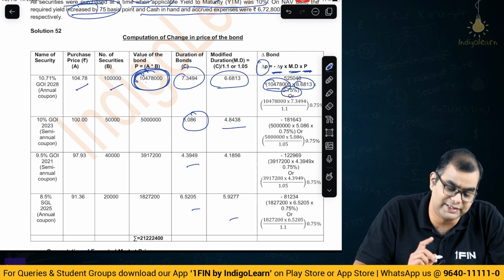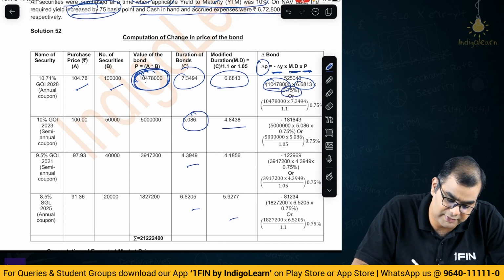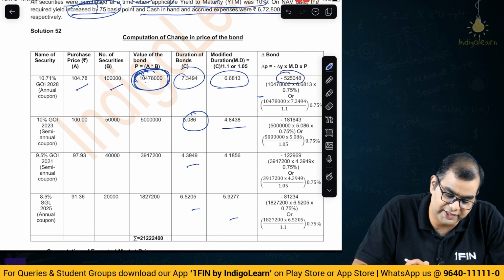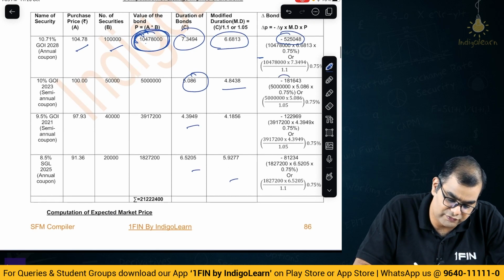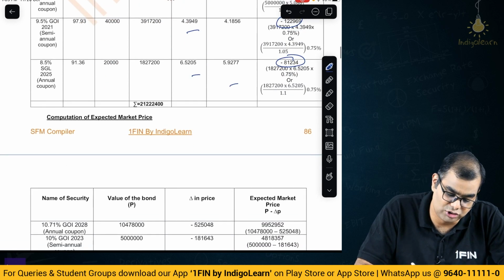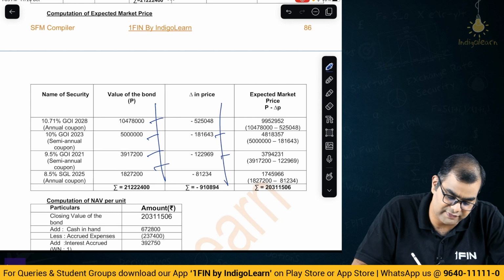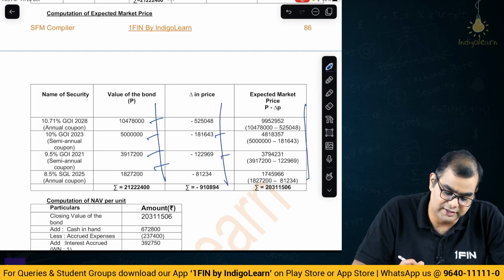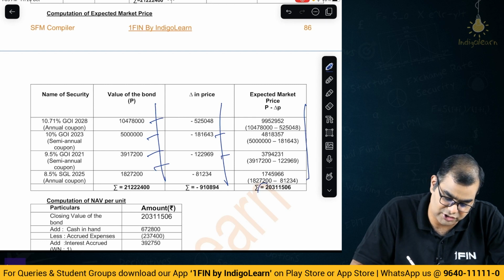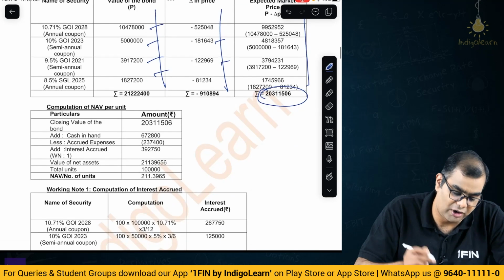In all the cases, yield has gone up, so price will come down. So all of them are minus. The change in the value of investment computed here is minus 525,048. Same way you compute for all the other bonds also, and you get minus values. Those are the total reductions in value. This is the reduction in value of the portfolio, and the expected value of the entire portfolio post the reduction is this much: 203,11,506.